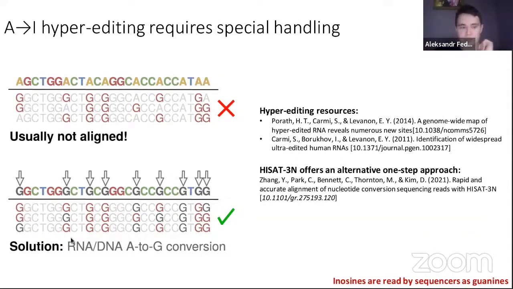A typical workaround is to do a so-called RNA-DNA A to G conversion, or 3-nucleotide alignment, when you simply convert all adenosines in the reference and in your sequence reads to guanines, and you don't have this problem anymore. These reads will be rescued. And it's especially important when you decide to focus on hyper-editing and to increase robustness in case you lack reads, for example. So this is one workaround, but we also have HISAT-3N, HiSET 3 nucleotides. It's an alternative approach, a one-step approach. So I would recommend to focus on these two if you want to rescue these reads and focus on editing, hyper-editing in particular.